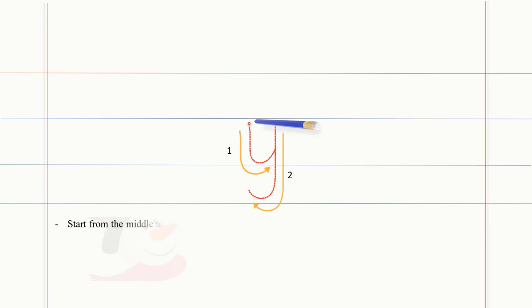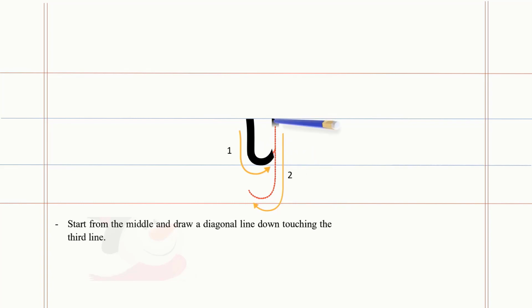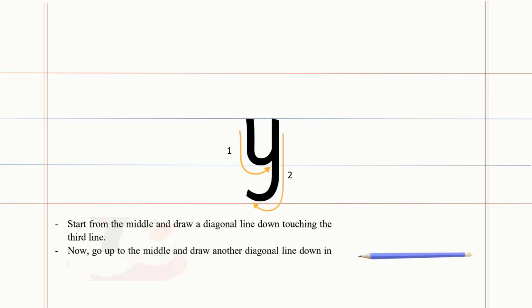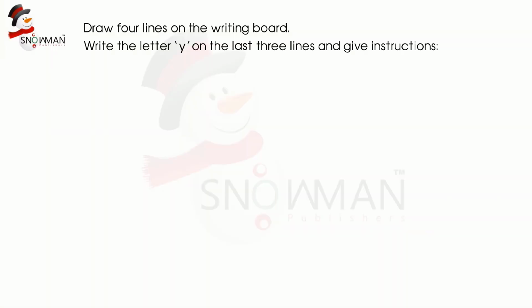Start from the middle and draw a diagonal line down touching the 3rd line. Go up to the middle and draw another diagonal line down in the other way below the 3rd line.